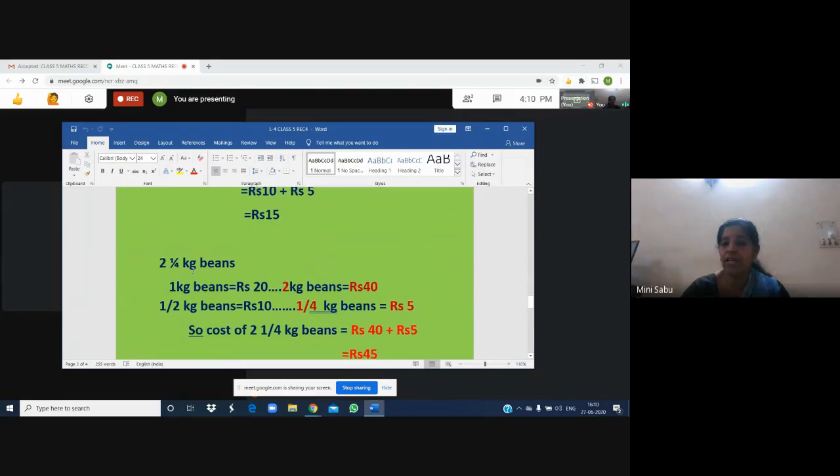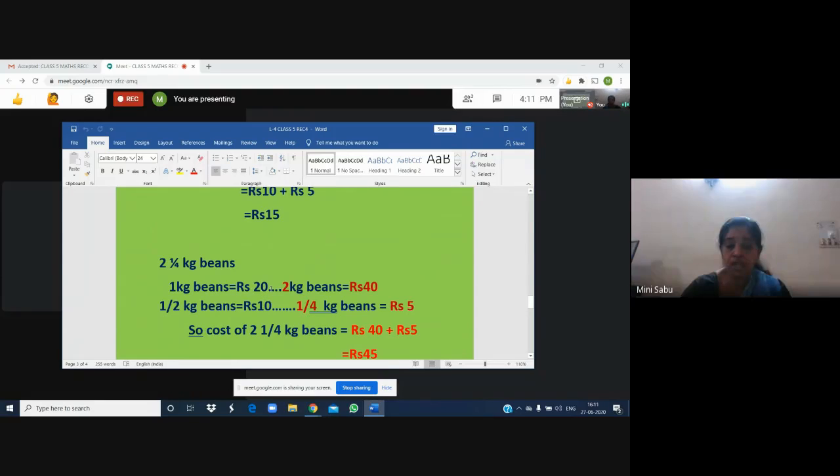2 1/4 kg beans. And the vegetable seller has told us, 1 kg beans I will give you for 20 rupees. Is it correct, children? Understood? Yes, ma'am.